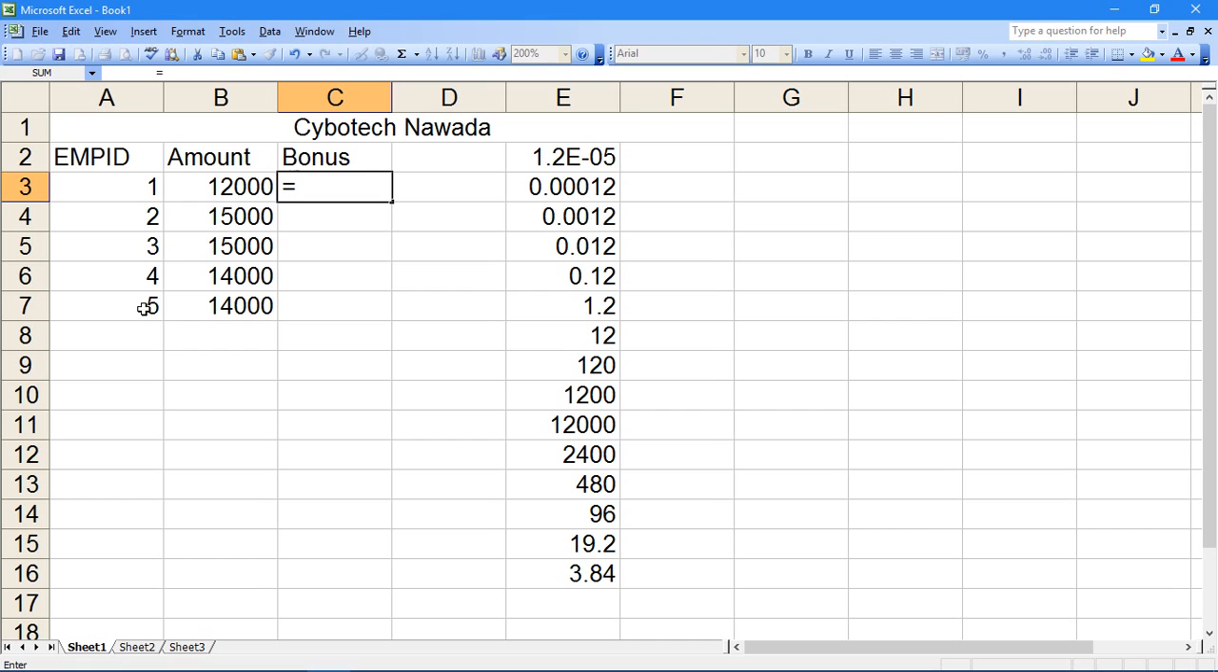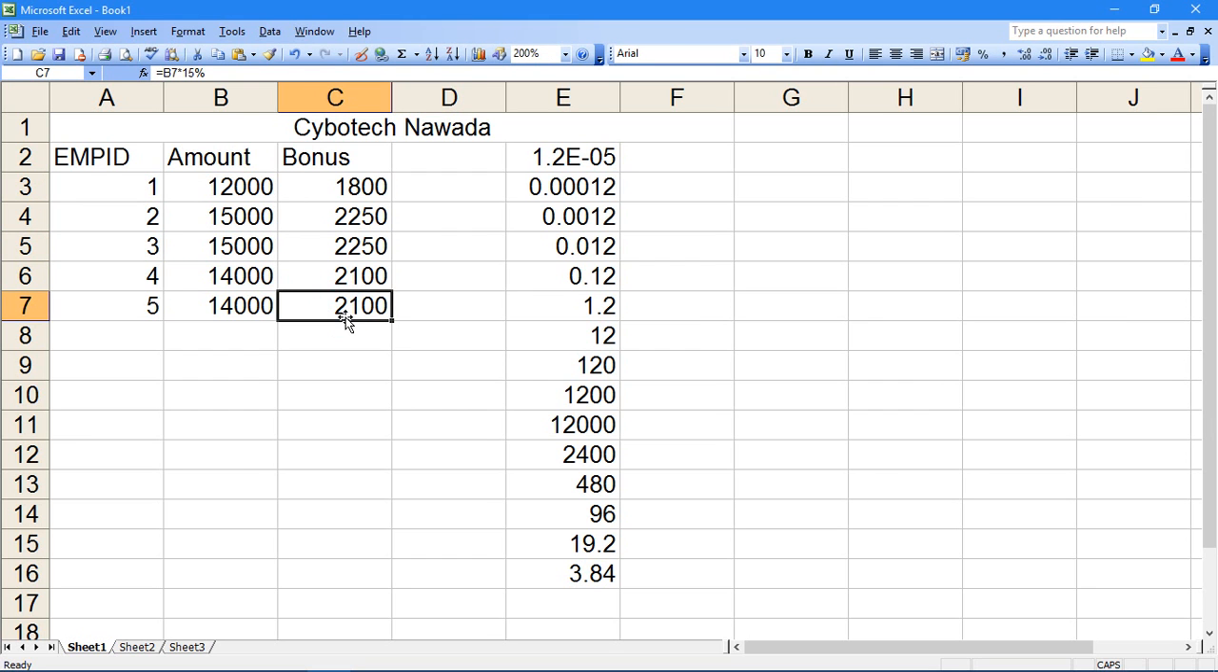Now the operator has to calculate the bonus. The bonus is 15%, suppose. So there is the need to write a formula to calculate the bonus. The formula must be equals B3 into 15%. Okay, the bonus will be calculated. Now using the fill handle, if we copy this formula in the downward direction, here we write B3, in this cell it becomes B4, in this cell it becomes B5, and so on.